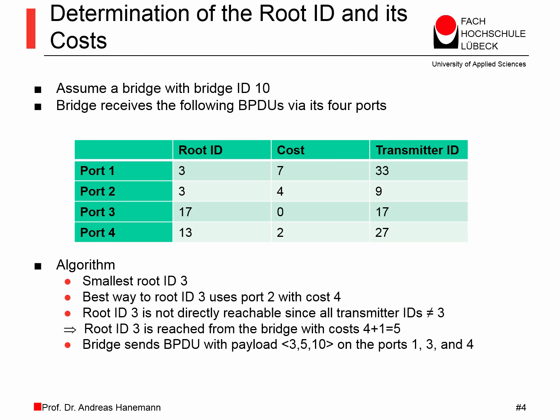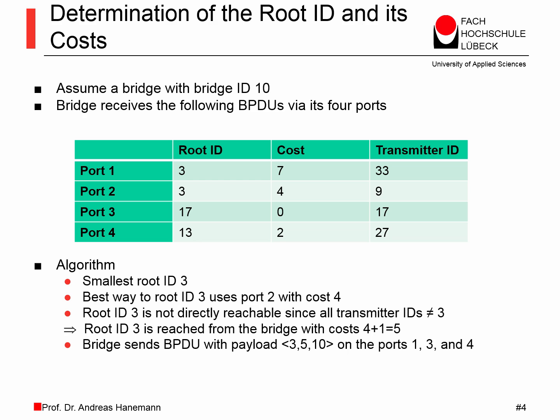At this point, we take a look at an example. It is a situation during the course of the algorithm. Our perspective is the point of view of a bridge with the ID 10. The bridge gets bridge PDUs from neighboring bridges via its 4 ports, as you can see in the table. For example, it receives a bridge PDU on port 1. The transmitter ID shows that the sender of the bridge PDU is a bridge with the ID 33. The lowest ID that it knows for a candidate to become the root bridge is 3, and it can reach this bridge with cost 7.